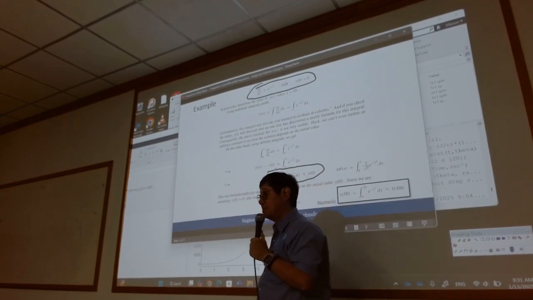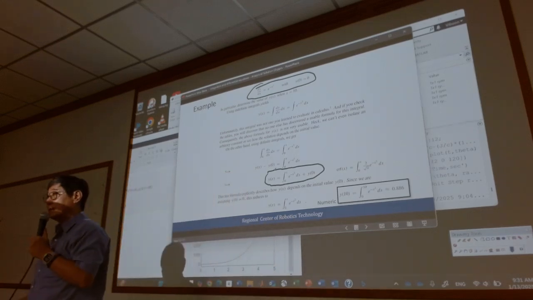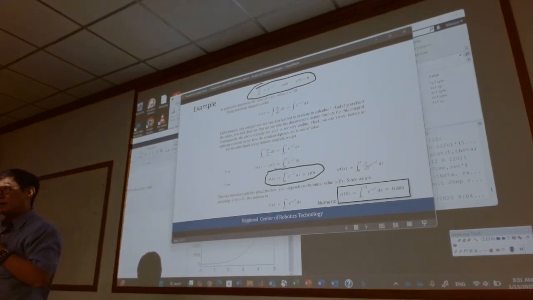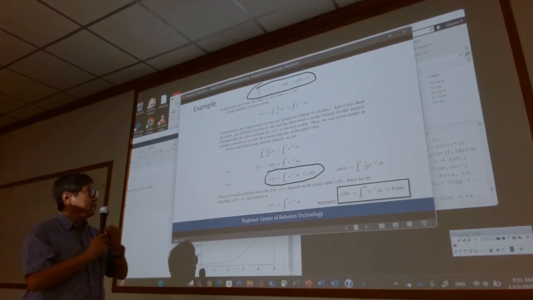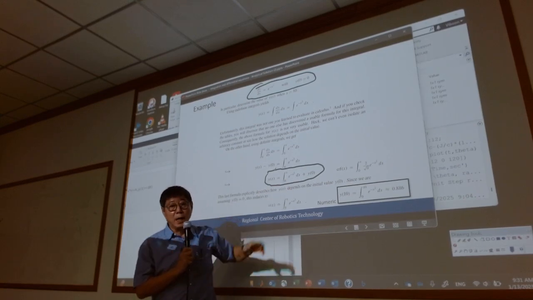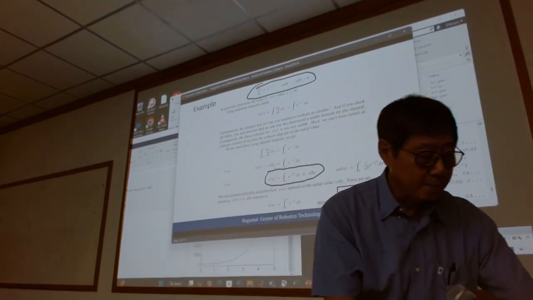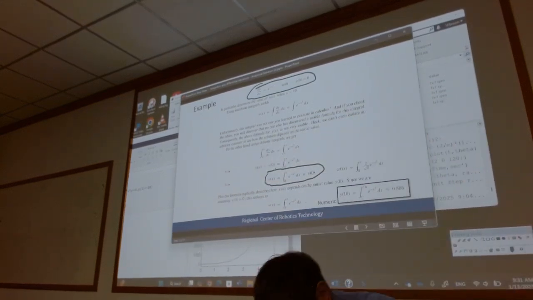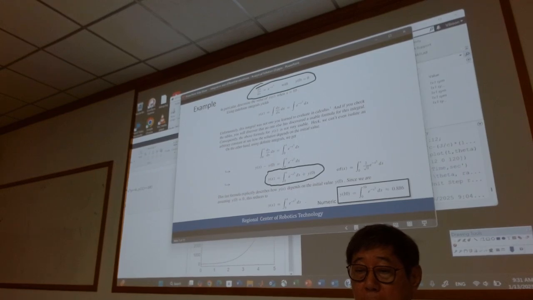Have you ever heard about the Euler function? Okay. So in this case, you cannot integrate this one. I can show you. Let's say if I solve this one by using MATLAB.